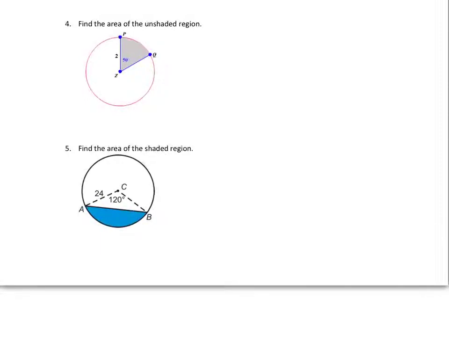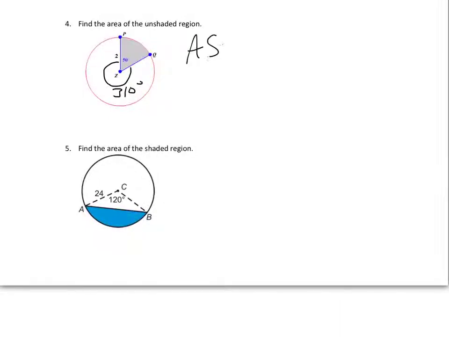All right, now number 4, we're going to find the area of the unshaded region. Okay, so that's going to be a little bit more difficult for us because they give us the angle for the shaded region. So we need to find the angle of the unshaded region. Well, luckily we know that all the way around the circle is 360, and we're going to subtract off the 50 to get the angle to be 310.